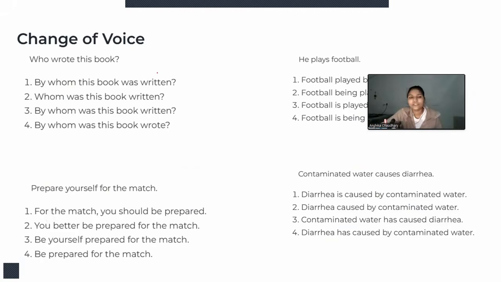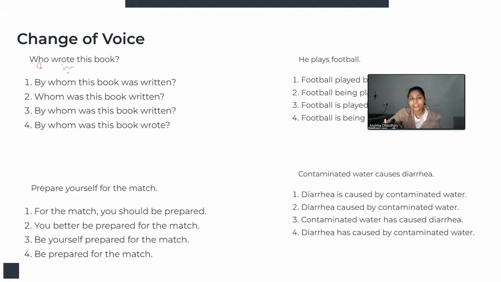Now here we need to change the voice, active to passive and passive to active. All these are given in active voice, and we need to convert them to passive voice. The first is: who wrote this book? Always remember that it is interrogative first of all. Whenever we are changing the voice and the sentence starts with who, we need to use by whom. It is the rule. So the first would be by whom, and this is the past indefinite or past simple verb.